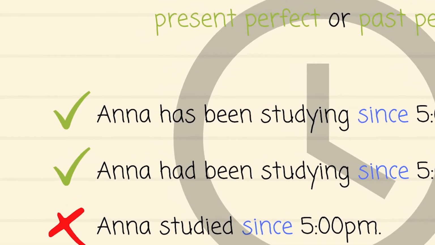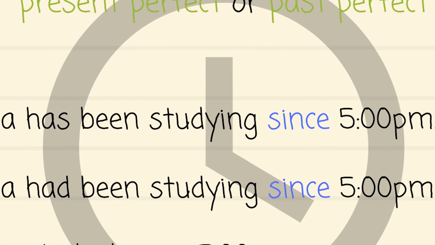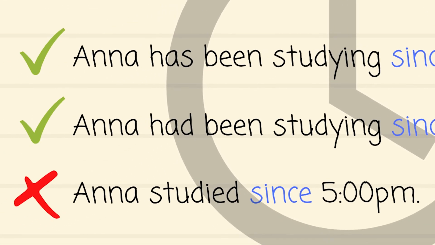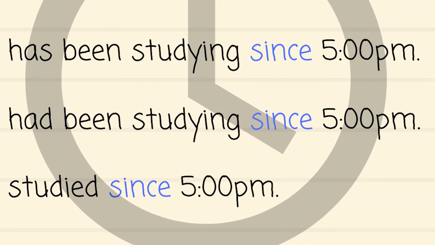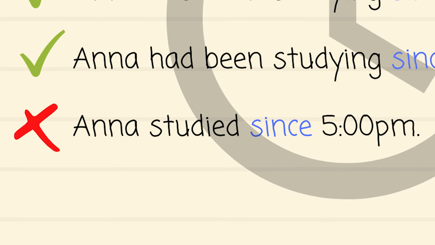So here's a few examples. Anna has been studying since 5 p.m. That's fine, that's present perfect, has been studying. Anna had been studying since 5 p.m. Had been studying. That's past perfect. Anna studied since 5 p.m. This is just simple past tense. This one doesn't quite work.